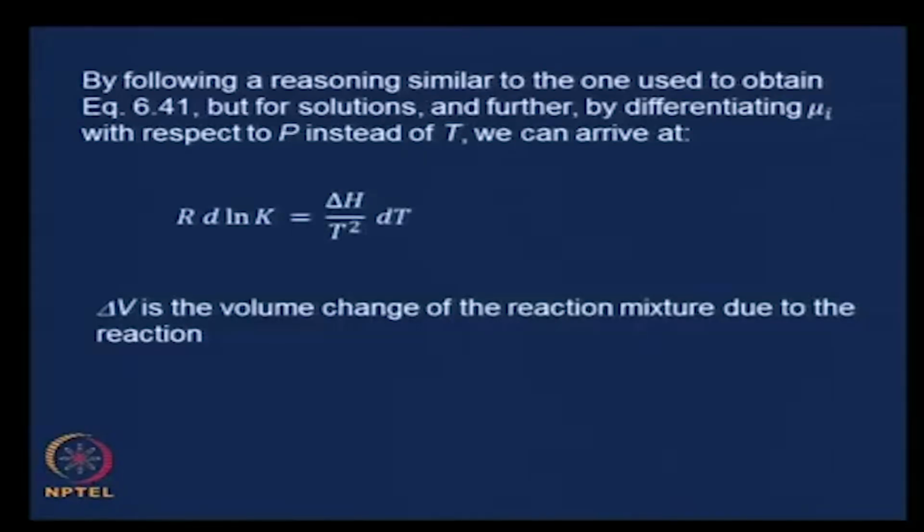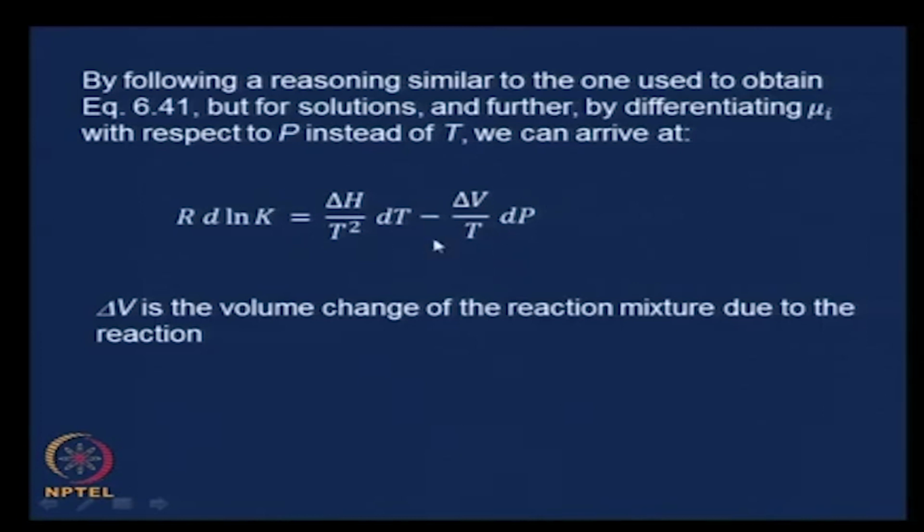Okay, you would have obtained R d ln k equals delta H by T squared dT. Essentially we have replaced the partial derivatives in terms of the expressions of thermodynamic variables and the relationships we had derived earlier. So the first derivative gets replaced by delta H by T squared dT, and the second derivative gets replaced by delta V by T dP. Therefore R d ln k equals delta H by T squared dT minus delta V by T dP.